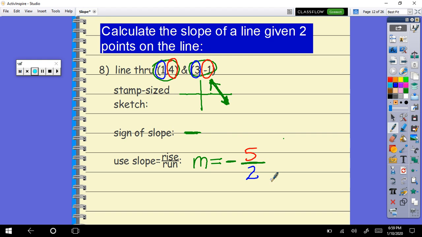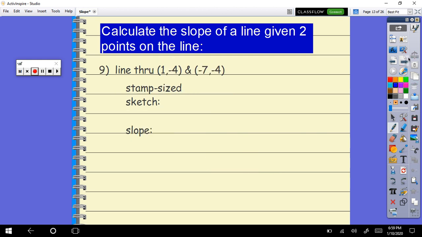So again, I'm using the image of my little stamp size sketch to know if my slope is positive, negative, 0, or undefined. If the slope is positive or negative, I'm going to find rise over run. Rise means count the y's, and run means count the x's. And I'm not worried about having to subtract or the order of the way I subtract. So this really, once you practice it, you're going to find this is a lot quicker.